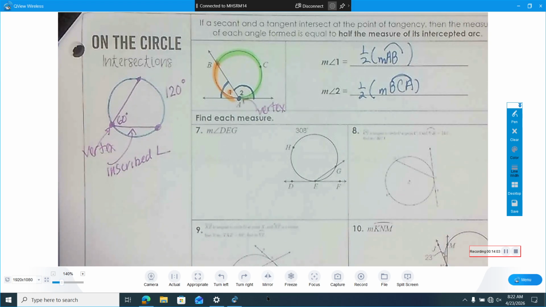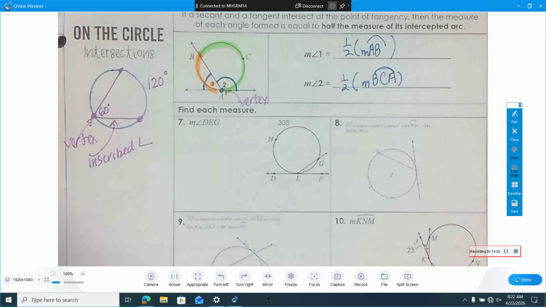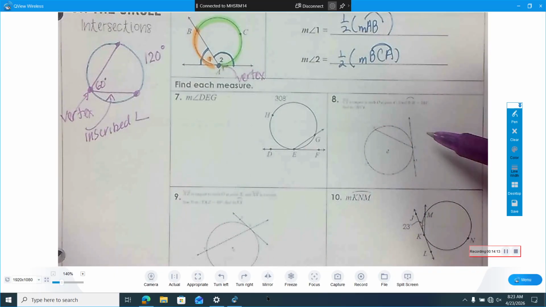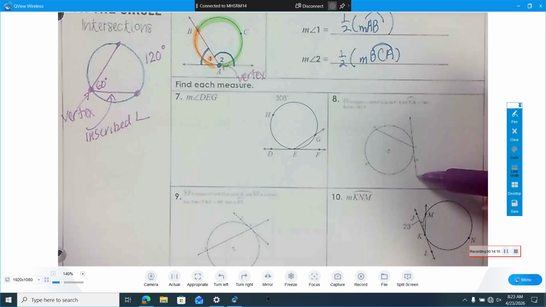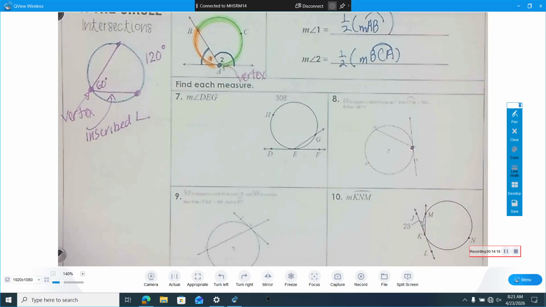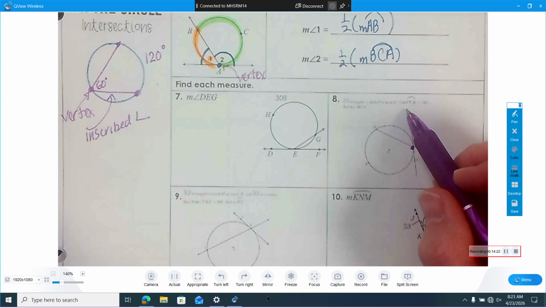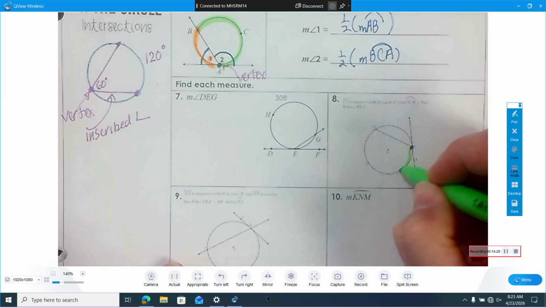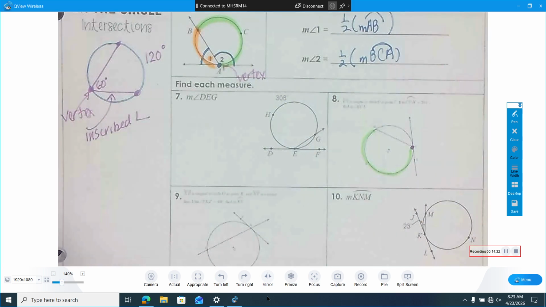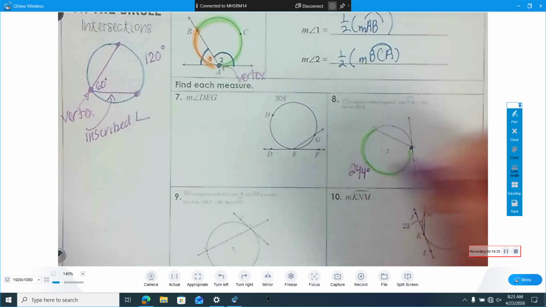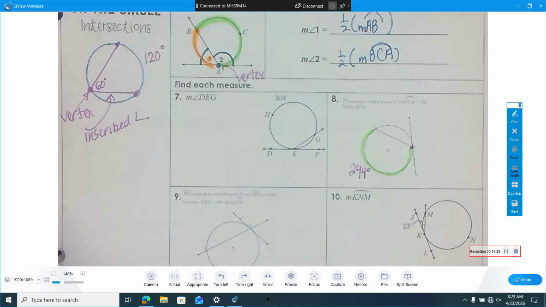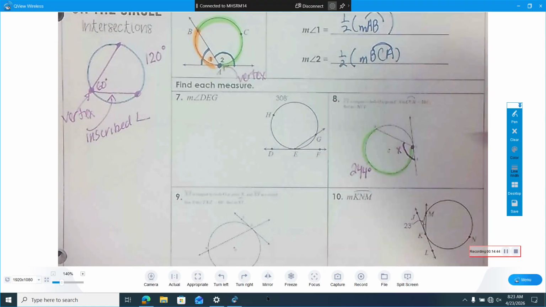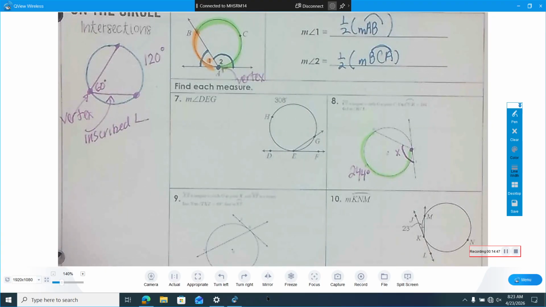So let's look at number 8 and 9, and then I think we'll call it. Number 8, line CI is tangent to circle O, so you have a tangent line there. That's good. So C is on the circle. And the measure of arc CUH, so CUH is this big arc right here, is 244 degrees. Find the measure of angle HCI. So we want to know this angle right here. I'm going to call it X. That's the angle we're looking for.